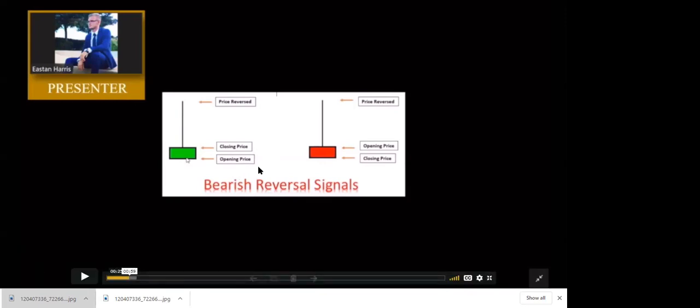Okay, so does everybody understand how these two candles open and close and know that they are bearish? They're bearish because price came up and did not sustain. Yes. Okay.